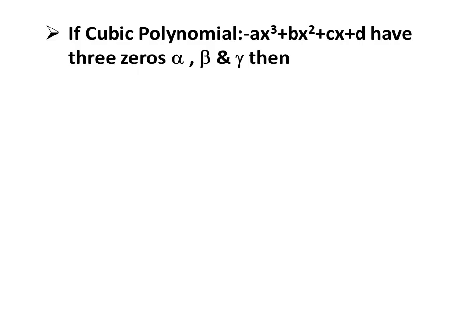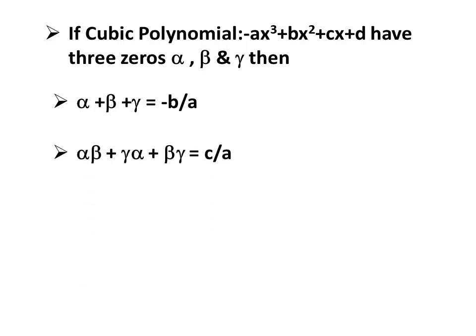Cubic polynomial ax cube plus bx square plus cx plus d has 3 zeros, alpha, beta, gamma. Then alpha plus beta plus gamma is equal to minus b upon a, that is, sum of zeros is equal to minus b upon a. Alpha beta plus beta gamma plus alpha gamma is equal to c upon a, and the product of the zeros, that is alpha beta gamma, is equal to minus d upon a.